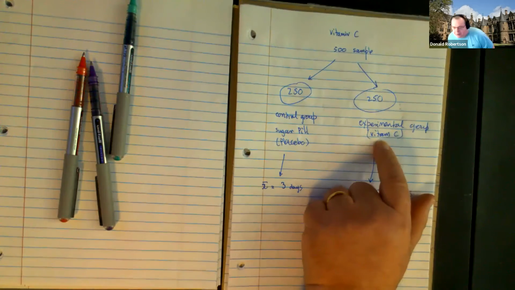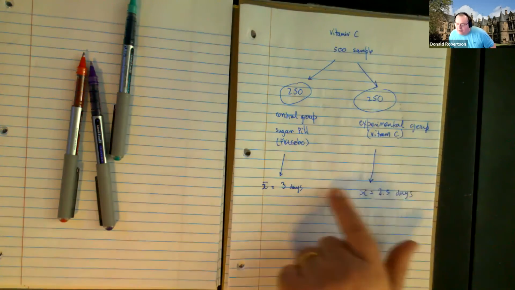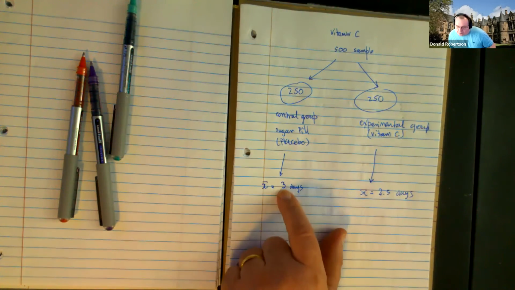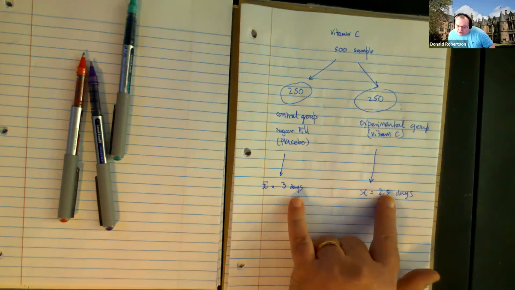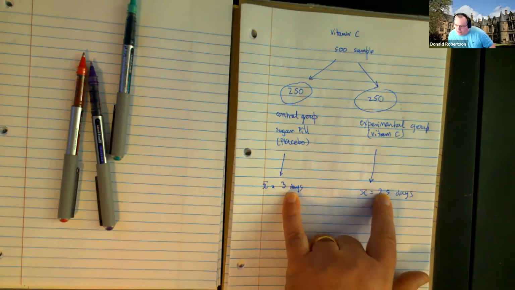So if you're in the experimental group, you might not even have caught the cold, right? You might, but on average, when you did catch it, it lasted 2.5 days. And this group over here, it was 3 days. Can you see that there's some evidence, if this was true, that vitamin C does reduce how long you have the cold for, right?